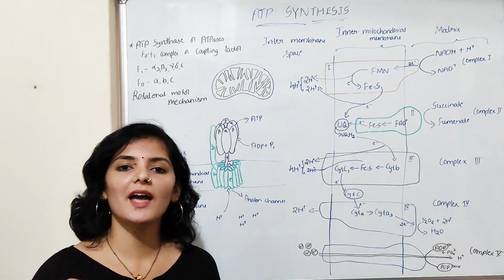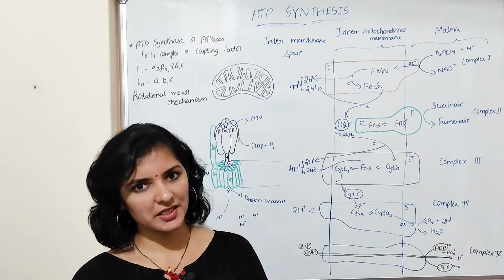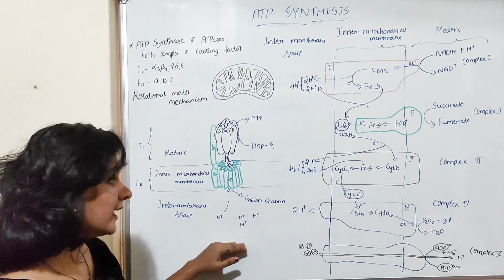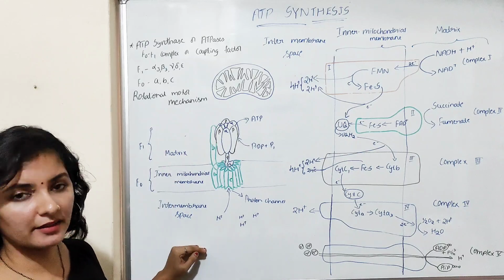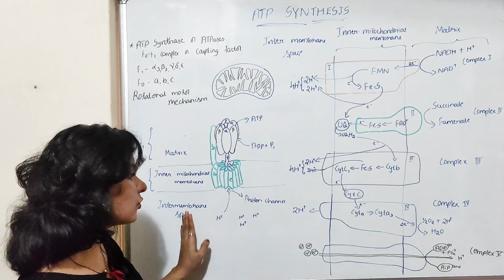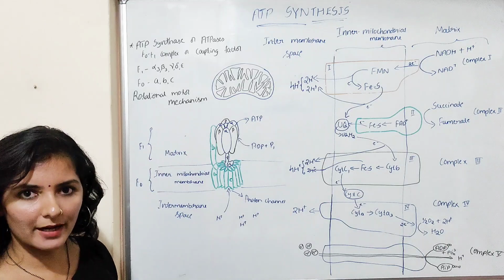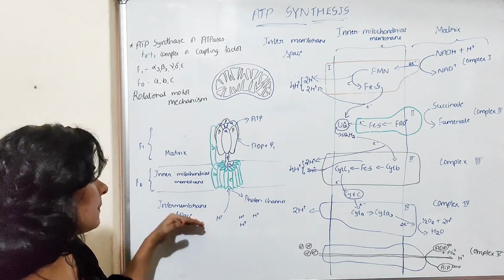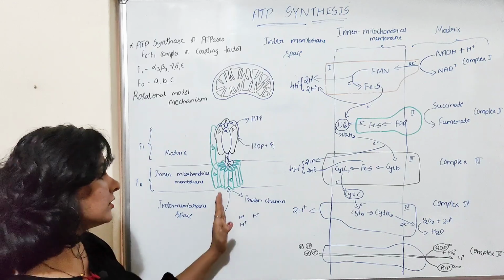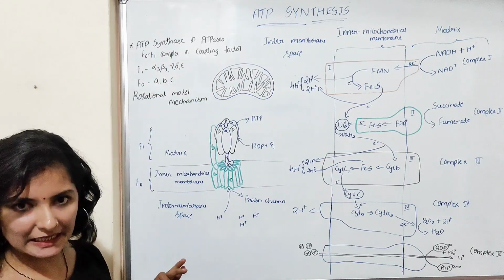Now we'll discuss the actual ATP synthesis. Because of the previous step, that is the electron transport system, the proton gradient is created between the intermembrane space and the matrix, or the concentration of the proton is high in the intermembrane space when compared to the matrix. So protons are ready to move from the intermembrane space to the matrix through this proton channel of ATP synthase or ATPase.